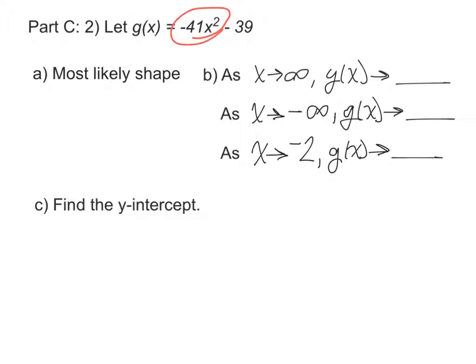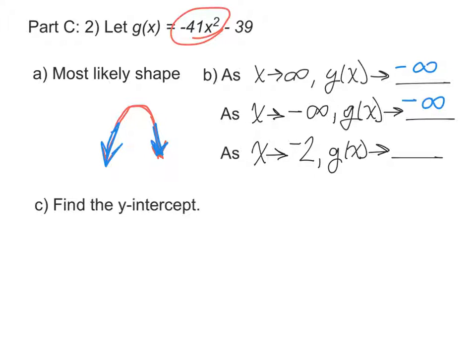Because the leading coefficient is negative, negative 41, it's going to go down on the right side. Because the degree is 2, it's going to have at most 1 turn. So this is the most likely shape of negative 41x squared minus 39. Looking at that shape, let's determine what happens as x approaches positive infinity. As x gets bigger and bigger, the y-coordinates are going to go down, so g of x is going to approach negative infinity. As x approaches negative infinity, as x moves to the left, the y-coordinate is also going down, so g of x is going to approach negative infinity.